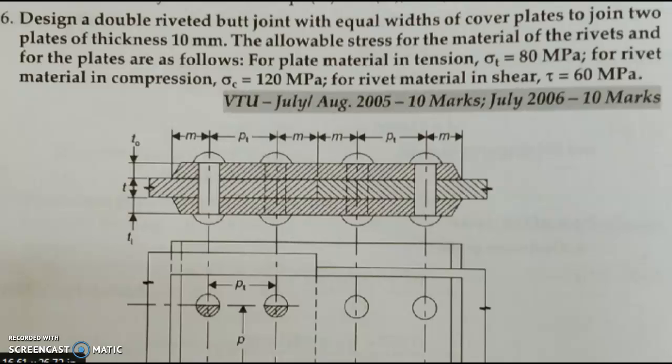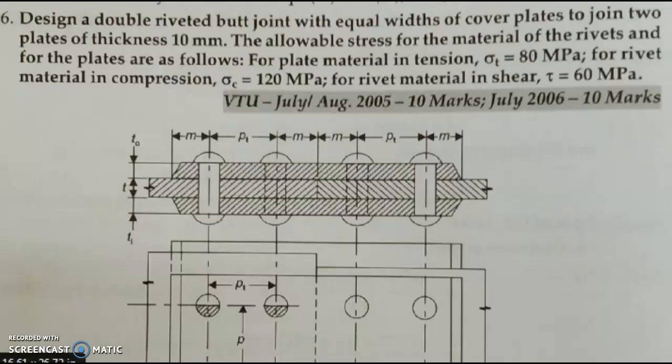Hi everyone. Now we can discuss one more problem regarding the rivet design. I can read the question. Please listen and try to write in your notebook. Design a double riveted butt joint with equal widths of cover plates to join two plates of thickness 10 mm.